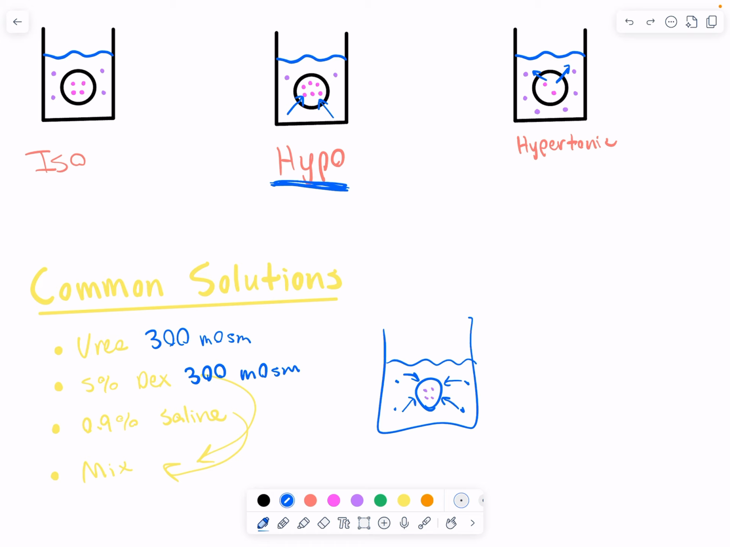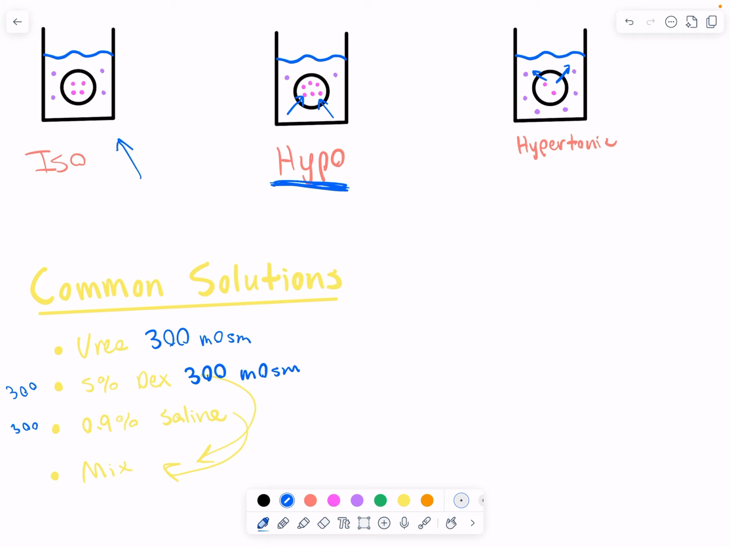But more particles are still here on the inside, which means that water is still going to rush into the cell. If we were to have a saline solution, then not much would happen because these are 300, kind of standard, both of these. So if we put a saline solution, which again doesn't go into the cell, but it's a 300 solution, this would just be like the example up here. So not much would happen.